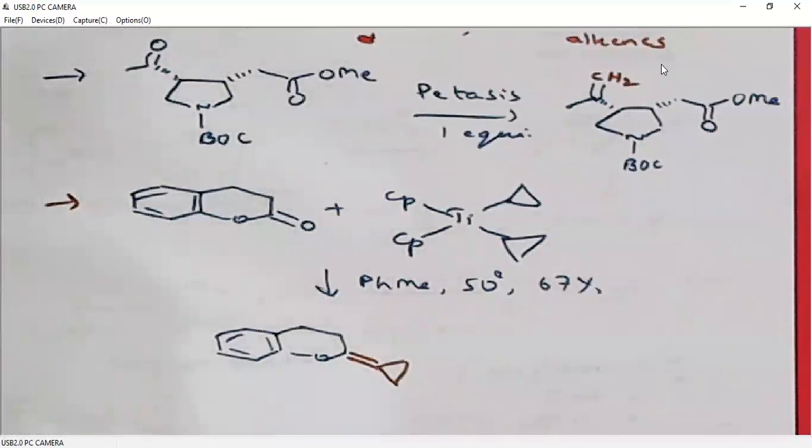So what is Tebbe olefination? Conversion of carbonyls into alkenes. It is like a Wittig reagent, but it is even stronger, so that it can convert a variety of carbonyls into alkenes.